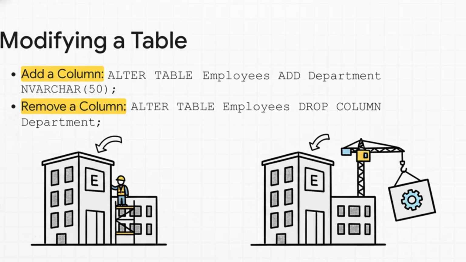And check out these two perfect examples. In the first line, we realize, hey, we need to track which department everyone is in. So we use alter table to add a department column. Simple. But then maybe later the company reorganizes and that column isn't needed anymore. No problem. We just use alter table again to drop that one column. It's so flexible and super efficient.